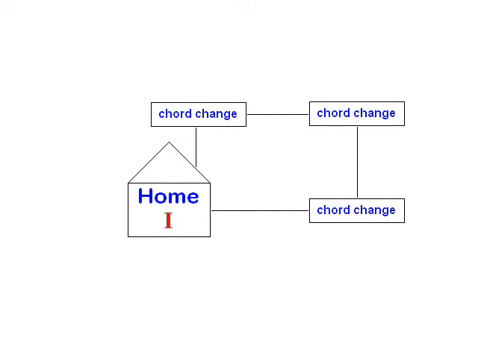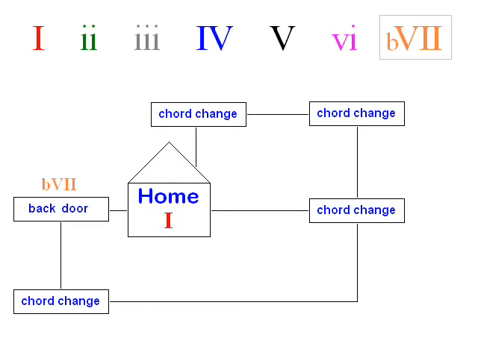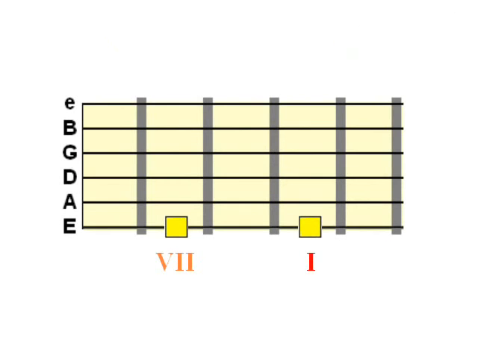Another not so commonly used resolution method is called a backdoor cadence. This is like taking an alternative back route home. The backdoor resolution is signposted with an alternate 7 chord in the diatonic scale, known as the subtonic chord, one whole step down from the major tonic. On the fretboard, you could see that as 2 frets down from the tonic chord root.